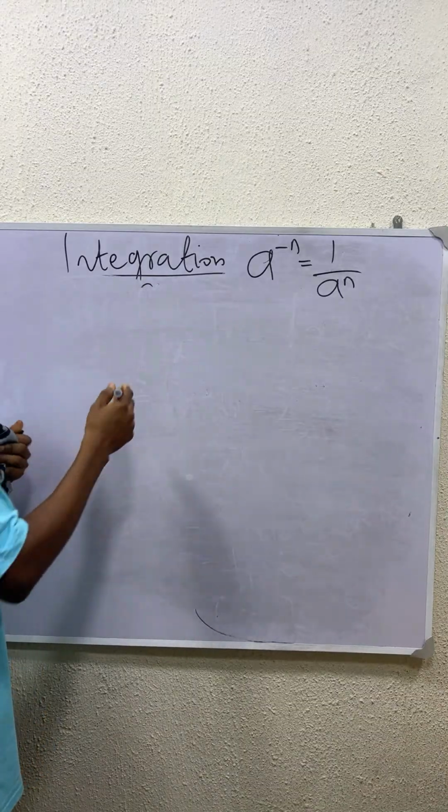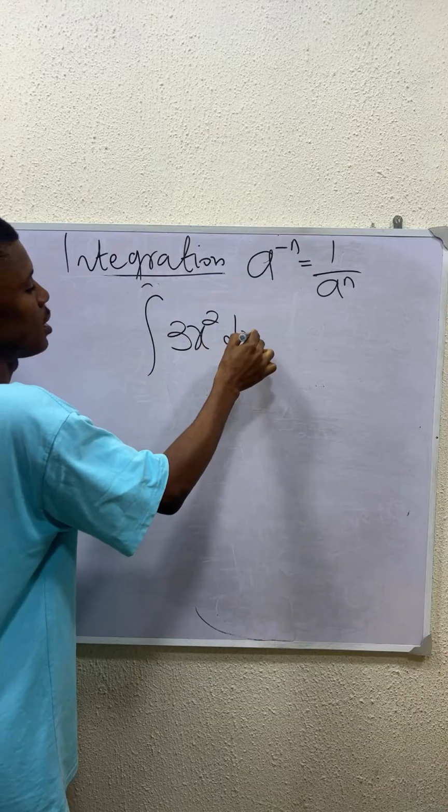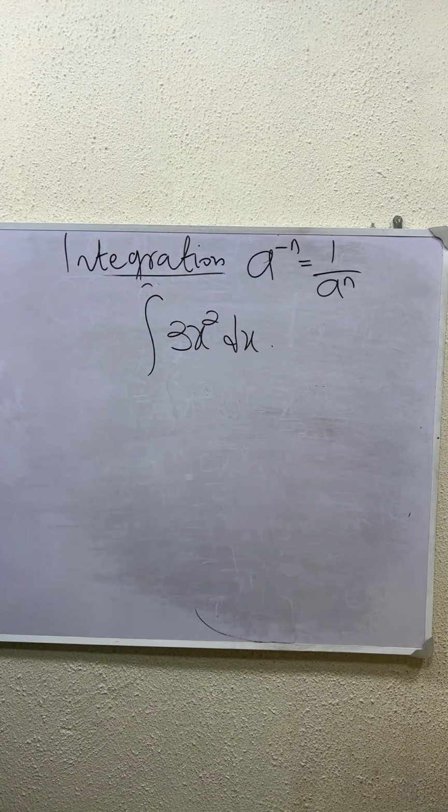Okay, guys, I want us to try this. Integrate 3x squared with respect to x. Who can integrate 3x squared with respect to x? Let's know the answer in the comments.